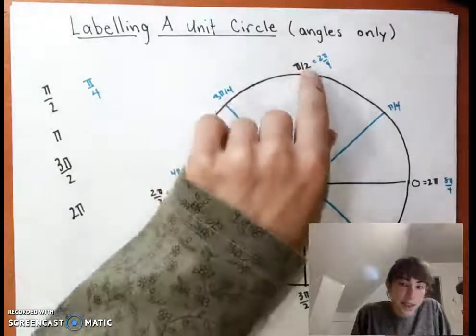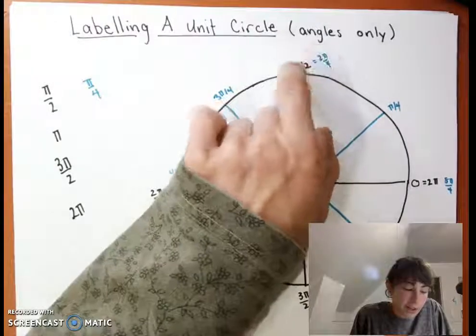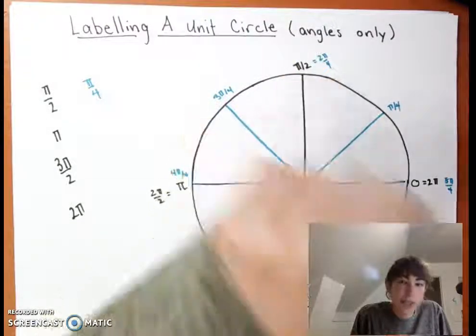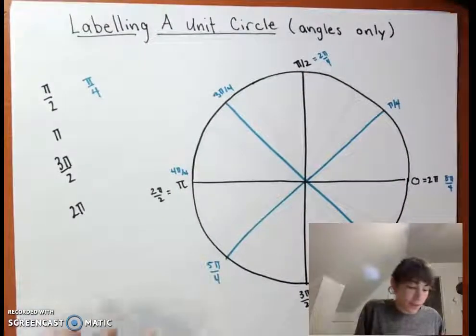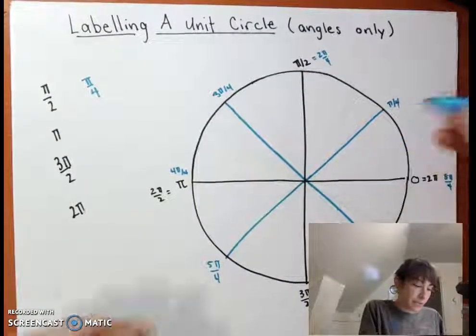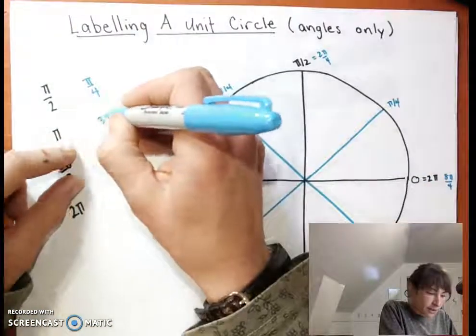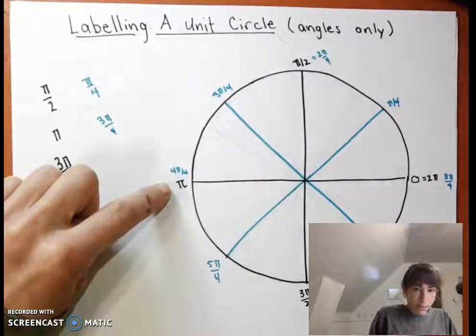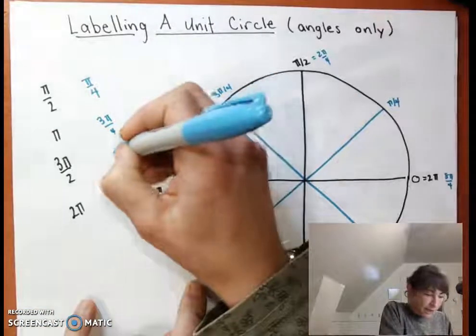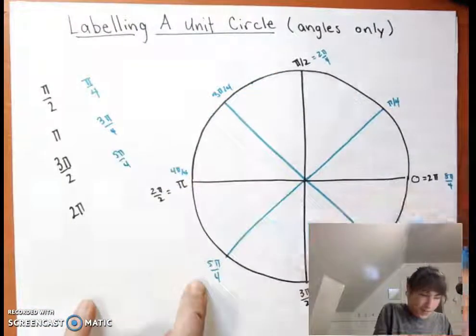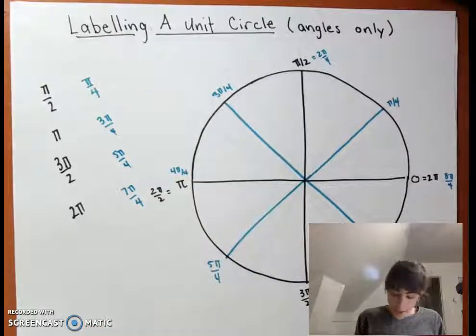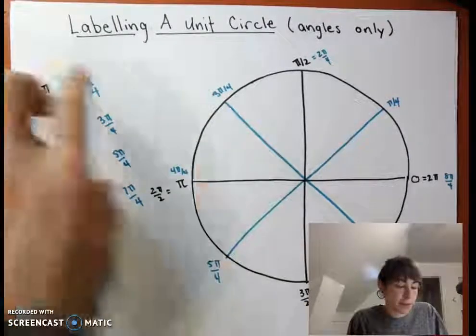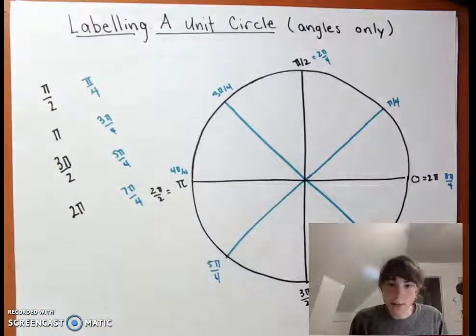So it's easy to see that if I were to simplify 2 pi over 4 by dividing top and bottom by 2, I'd get pi over 2. So that one gets repeated, but that's okay. So now I've labeled pi over 4, 3 pi over 4, 4 pi over 4, which is pi, 5 pi over 4, and 7 pi over 4 are the new ones. So those are the multiples of the 45 degree.